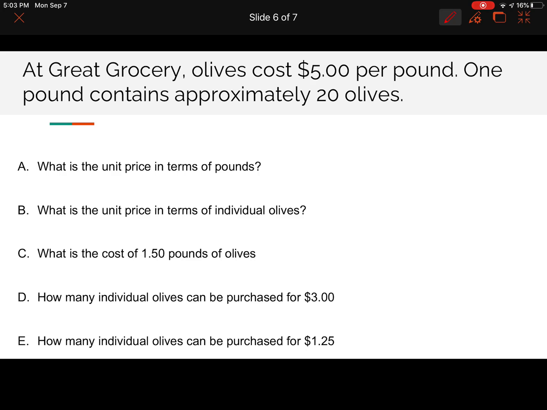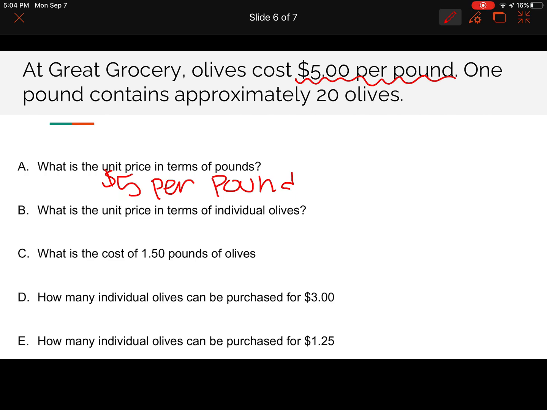Here is unit price in kind of a story problem, or more of a real world problem, okay? So at Great Grocery, olives cost $5 per pound. 1 pound contains approximately 12 olives, okay? Our first question, what is the unit price in terms of pounds? I don't want you to think about this one too much because they give it to us right away in the problem. Up here I see that they cost $5 per pound, so my unit price is $5 per pound.